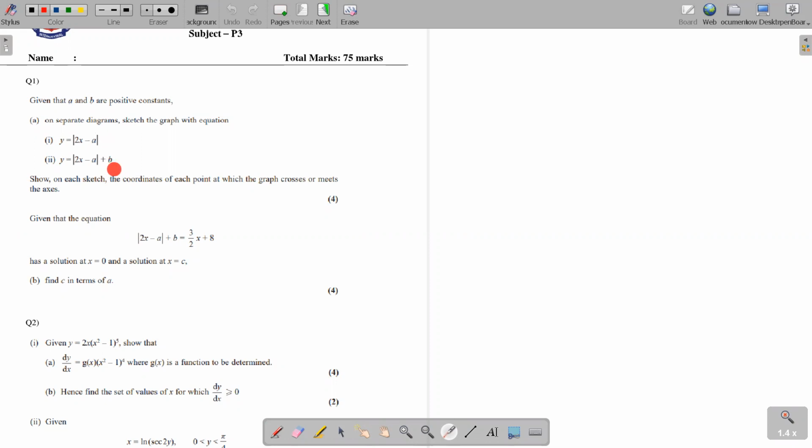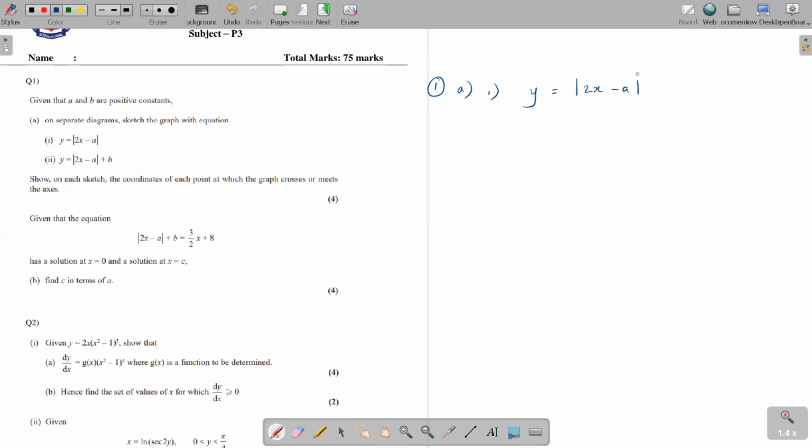And for this one, I think I've told you all a strategy here, isn't it? For modulus 2x minus a plus b, there is a certain strategy we use. We use translations here. Can you all remember? We have discussed it before. Okay, anyway. Question number 1, part a, Roman number 1, y equals modulus 2x minus a.